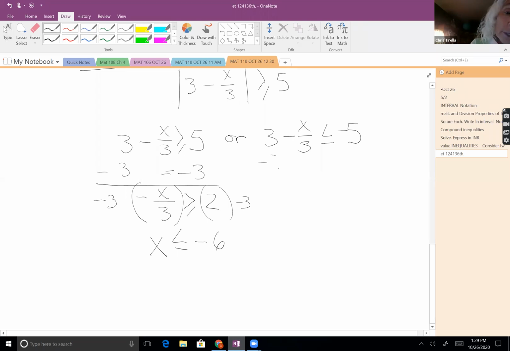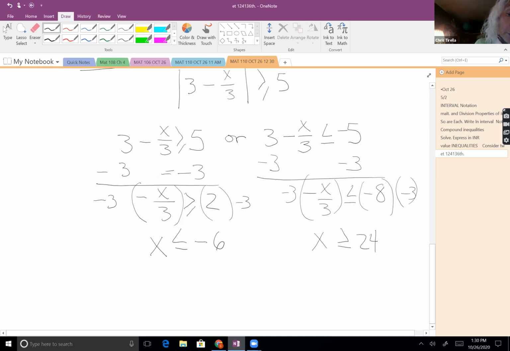On the other side, we'll subtract 3 from both sides, getting negative x over 3 is less than or equal to -8. And now when we multiply by -3, we get x. Because it's a negative, I have to change the direction, is greater than or equal to 24.